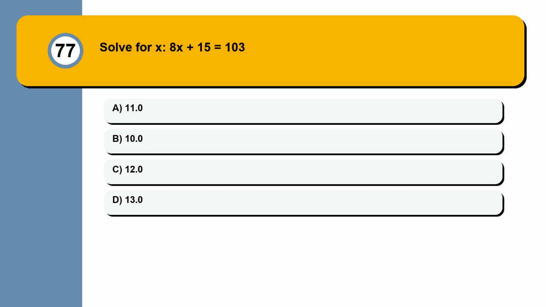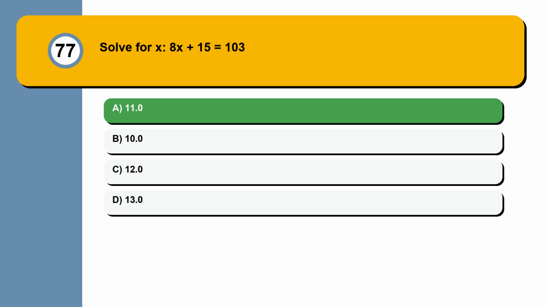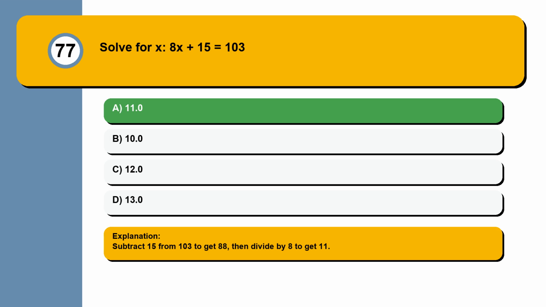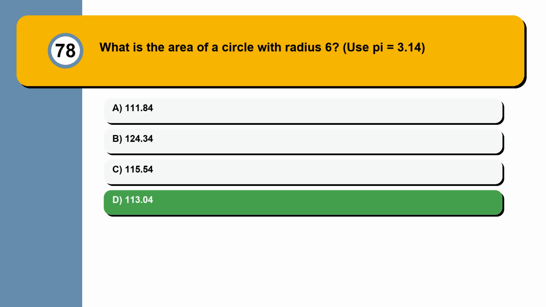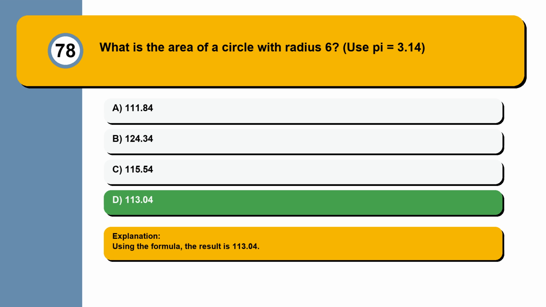Question 77. Solve for x. 8x plus 15 equals 103, 11.0, 10.0, 12.0, 13.0. Subtract 15 from 103 to get 88, then divide by 8 to get 11. Question 78. What is the area of a circle with radius 6? Use pi equals 3.14, 111.84, 124.34, 115.54, 113.04. Using the formula, the result is 113.04.